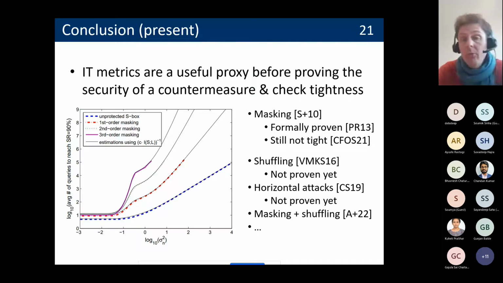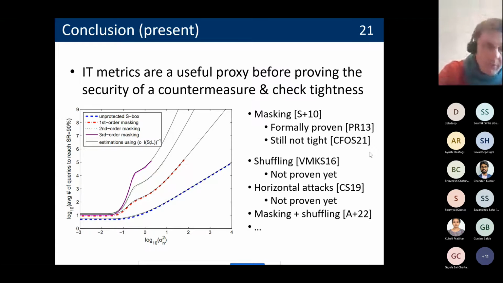But if you look at other countermeasures like shuffling, we could do information theoretic evaluations that give indication of what is the security that they provide. We don't have much proven yet. We have the same for horizontal attacks, right? There are gadgets like multiplication algorithms that are secure against very advanced adversaries who try to reduce the noise in the leakage. It's very difficult to analyze this with standard tools because we really need to reason about the noise level that we don't have in abstract models like the probing model.